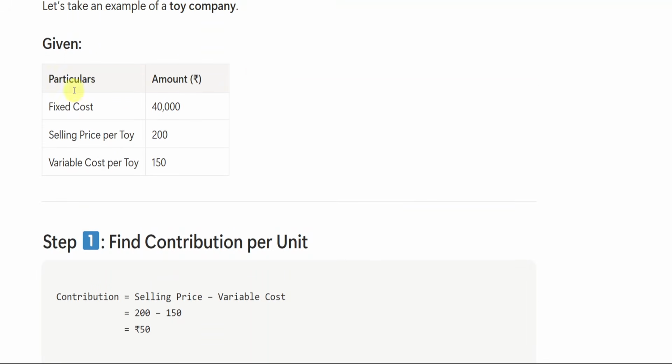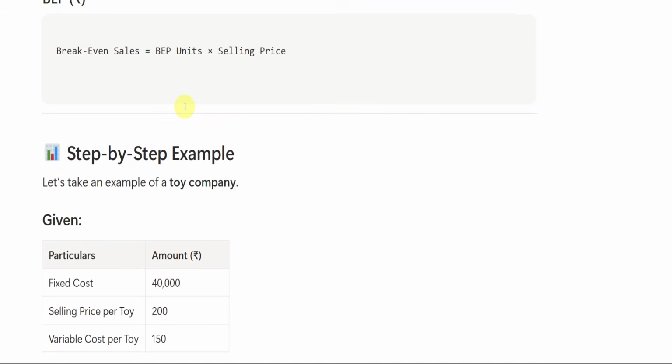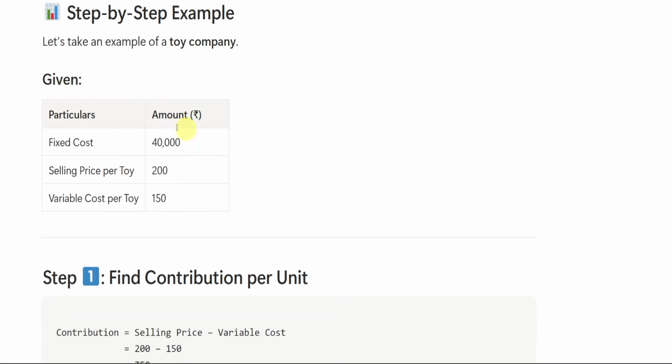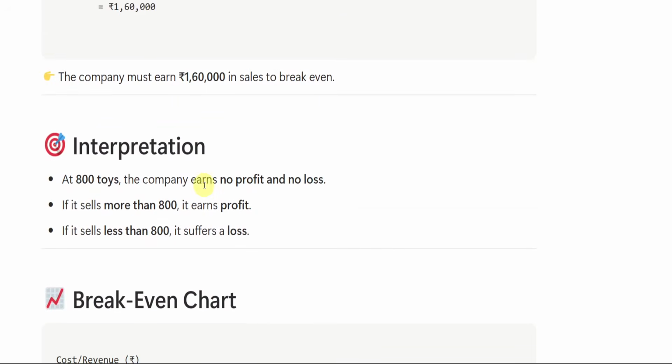ये जो टॉयज थे एग्जाम्पल, आप ये एग्जाम्पल भी अपने एग्जाम पेपर में लिख सकते हैं. जितना भी आप थियरी नहीं लिखना चाह रहे, if you are unable to write the theory you can just write this example. Okay, fixed cost 40,000 है, selling price इसका 200 है, variable cost 150 पड़ रहे अपन को, लेकिन अपन 200 इसको बेच रहे.